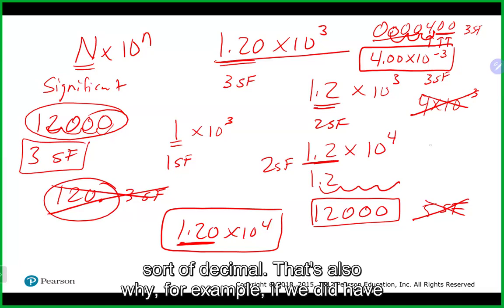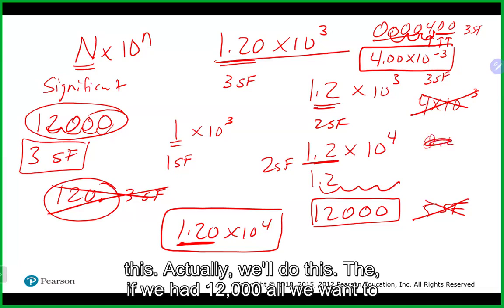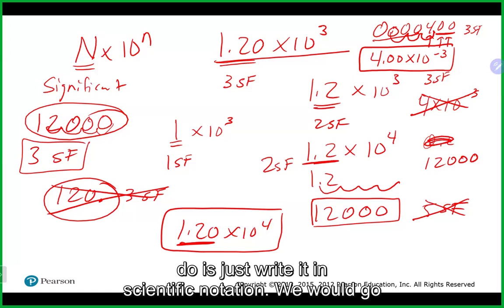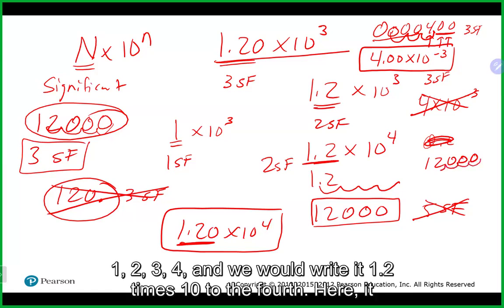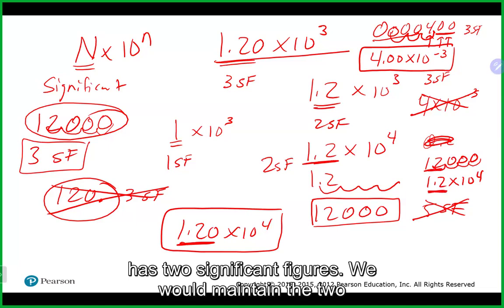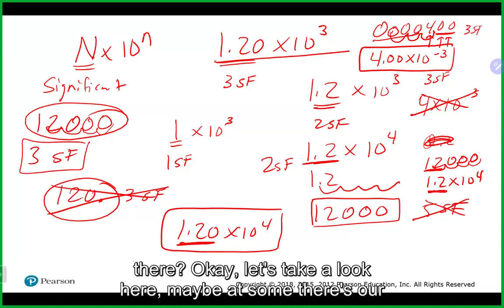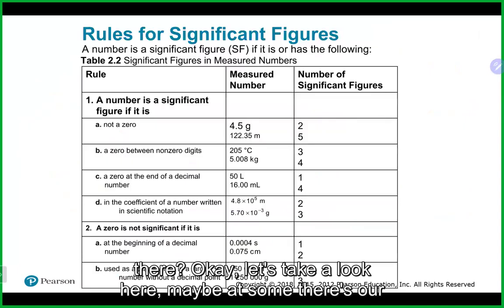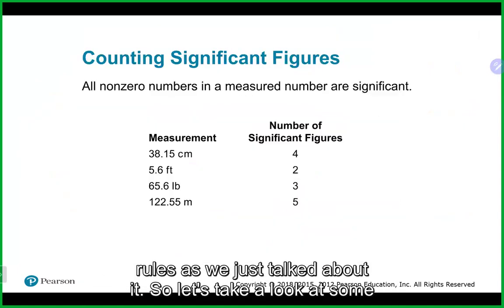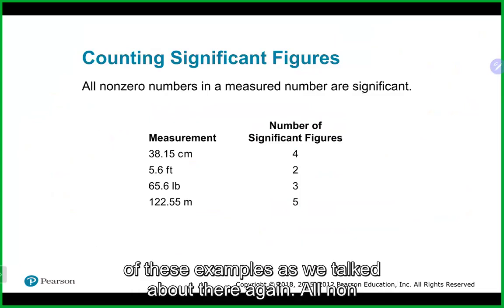That's also why, for example, if we had 12,000, all we want to do is just write it in scientific notation. We would go 1, 2, 3, 4, and we would write it 1.2 times 10 to the 4th. Here it has 2 significant figures. We would maintain the 2 significant figures here as well. Any questions on that there? Okay, let's take a look here, maybe at some. There's our rules as we just talked about it. So let's take a look at some of these examples.